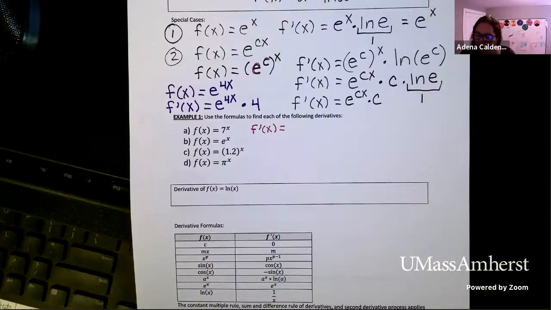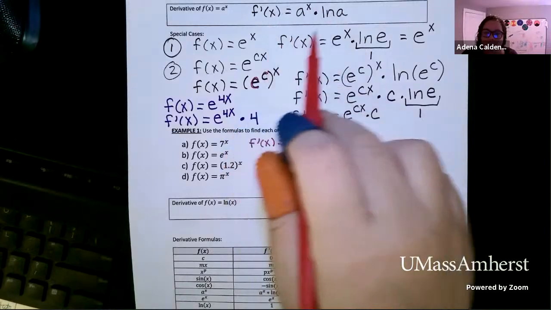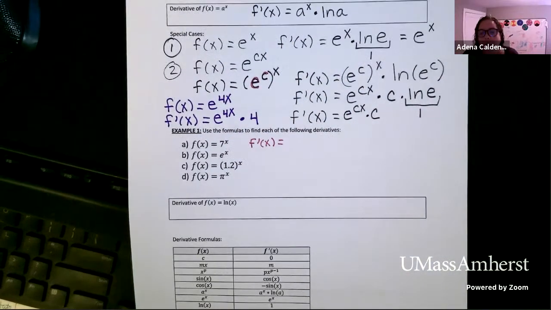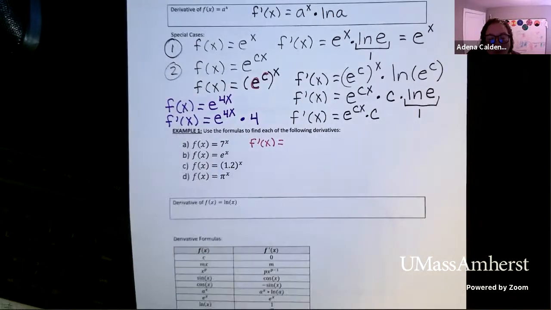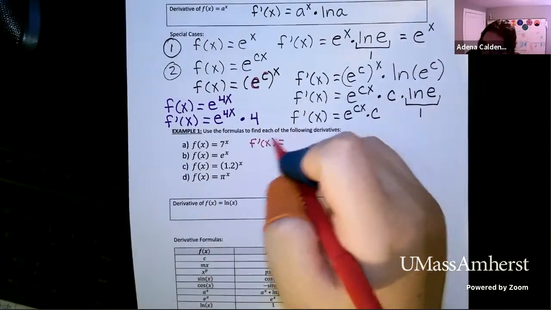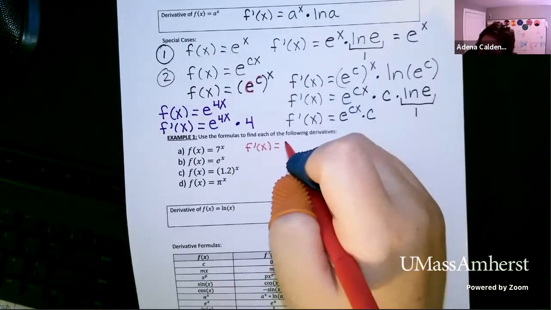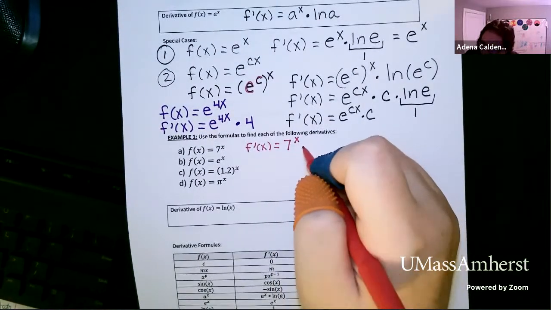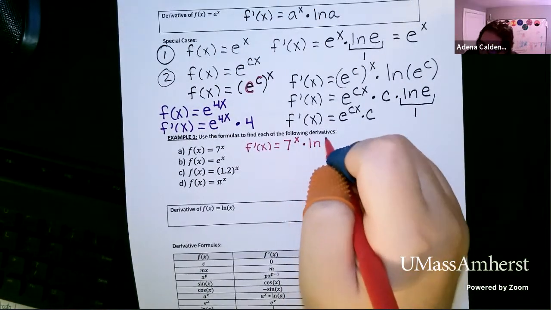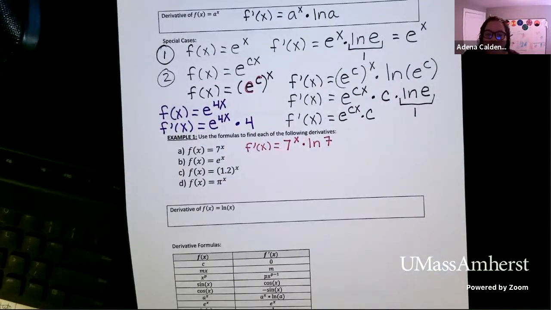All right, so let's go through these. Again, we're just applying this rule and making sure we get comfortable with writing it out and recognizing exponential functions. So here we have 7 to the x. I notice it's exponential because the variable is in the power. And so I use my exponential rule, which says I get the same thing back, which is 7 to the x, times the natural log of the base. So times natural log of 7.